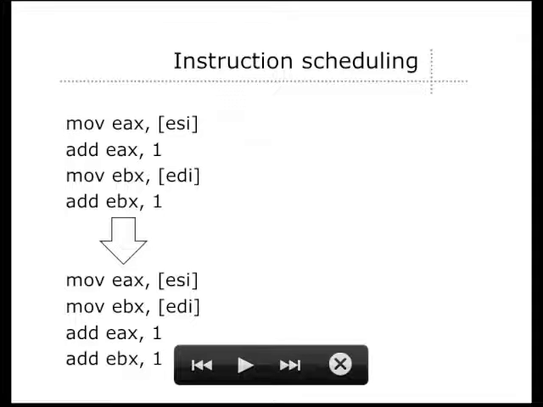So again, when you see this in a binary program, it doesn't mean that the programmer wrote the memory references in that order. Maybe the compiler put them in that order because they're faster.